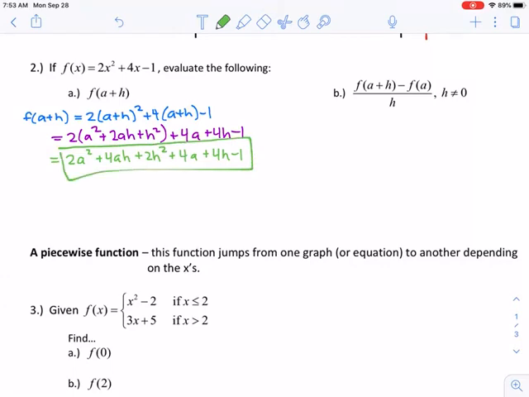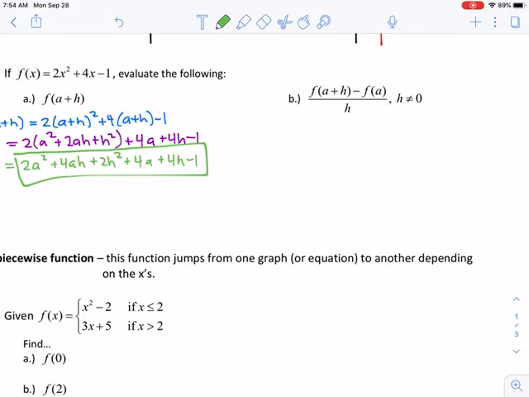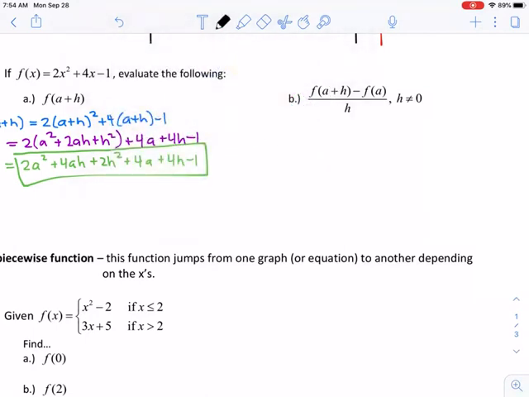We want to, in B, find f of a plus h minus f of a all over h. This is actually leading us into a process we're going to do when we get to calculus, and we're taking a look at limits. So I can go ahead and plug my answer in of f of a plus h. Then I'm going to subtract f of a all over h. So I'm going to have this nice big fraction here, and I'm going to start off with the answer that I just found, f of a plus h. So let's go ahead and rewrite that.